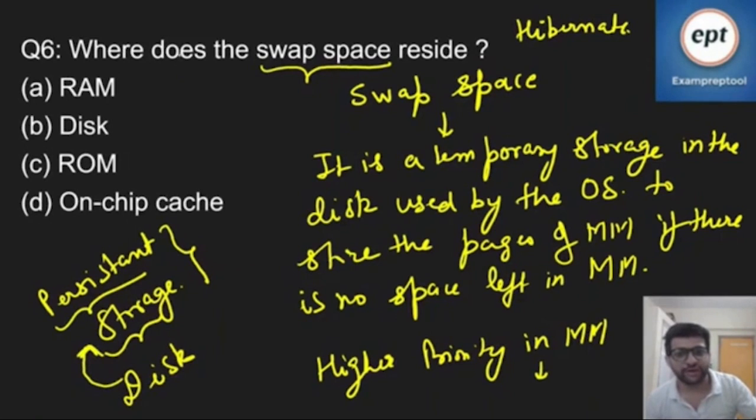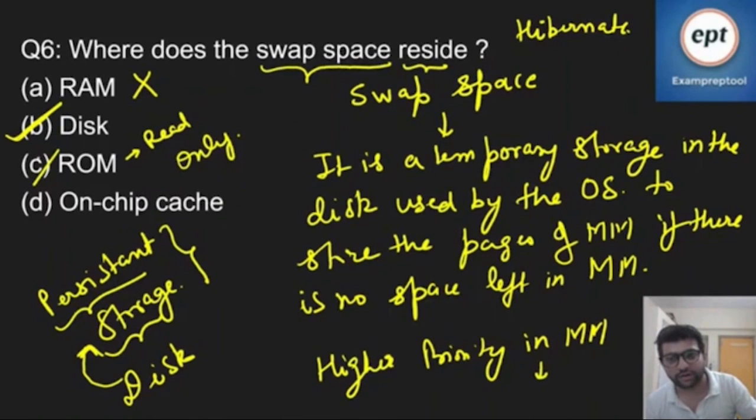So let's see the options. Where does the swap space reside? If we try to keep it in the RAM, then we will not have this persistent storage, right? So the answer RAM is not correct. Yes, we store the swap space in the disk. We cannot store the swap space in the ROM. Why? Because it is read-only memory, right? How can we write in a read-only memory? So this is not the answer. And on-chip cache is also not a persistent storage, so this is also not the answer.